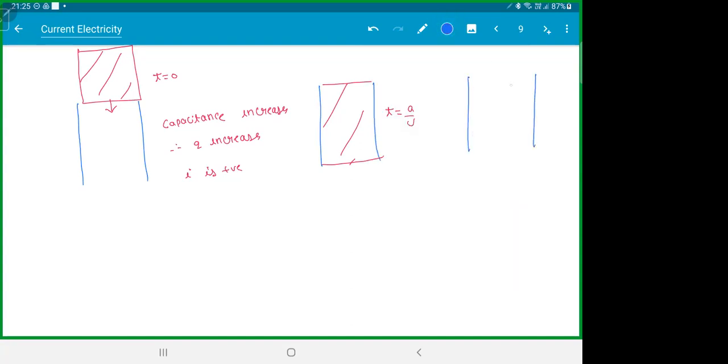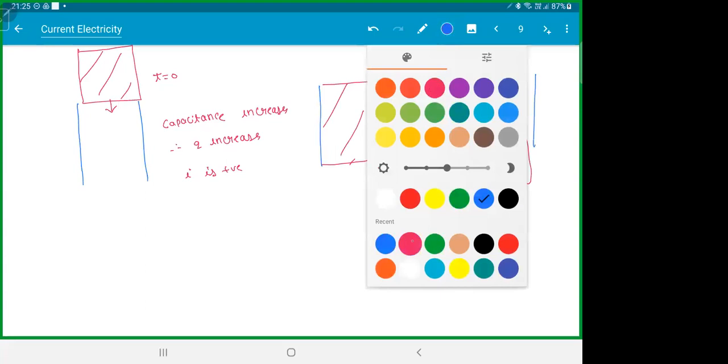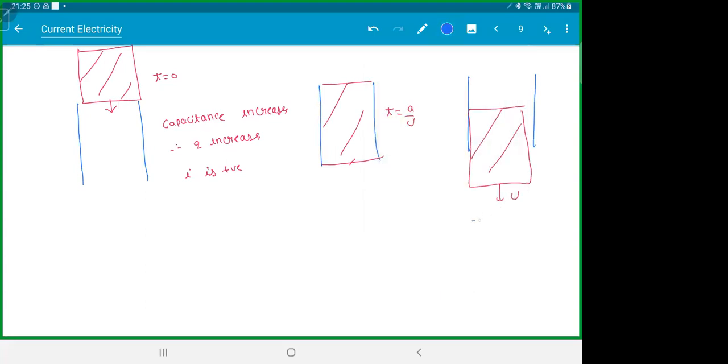After this, the slab will start coming out. At this time, what happens? Charge is decreasing. Means current is decreasing. Charge is going back into the battery. Till when? Till T is equal to 2A by U. So if you actually plot this graph, current versus time, the current is constant, but it will look like this. Current is constant till A by U. Then the current becomes negative from A by U to 2A by U, and then the current becomes 0.